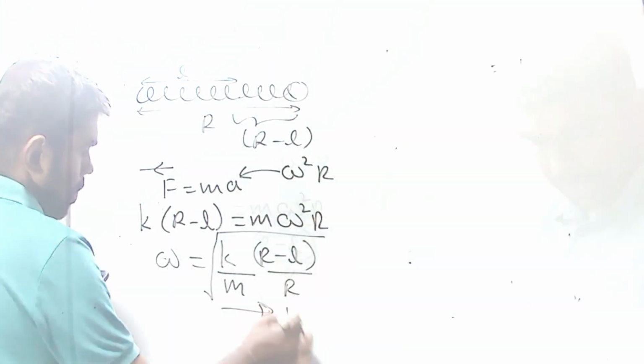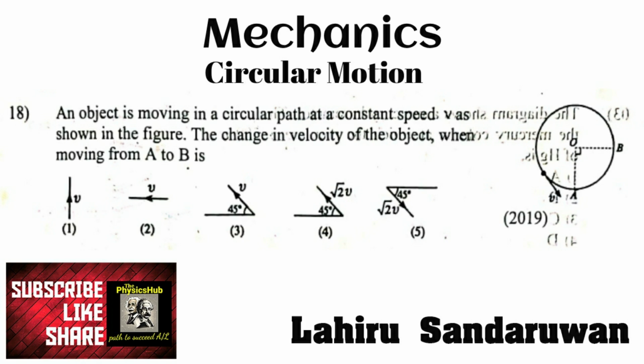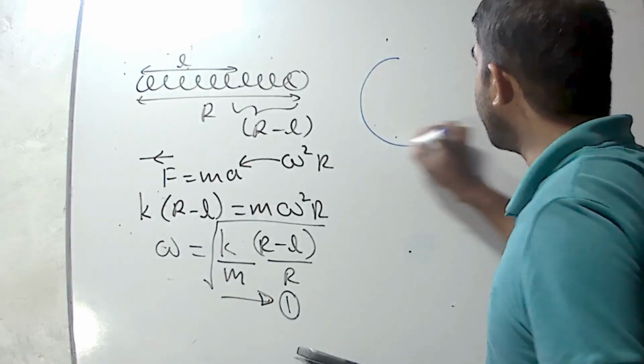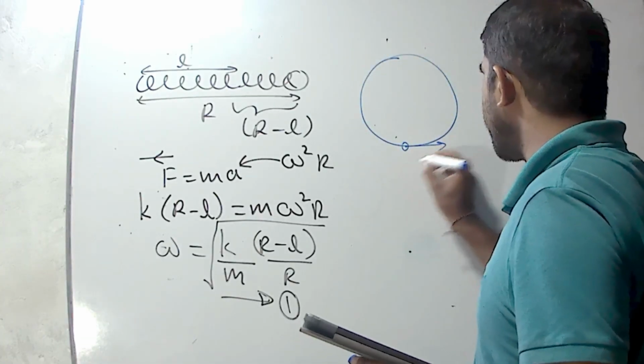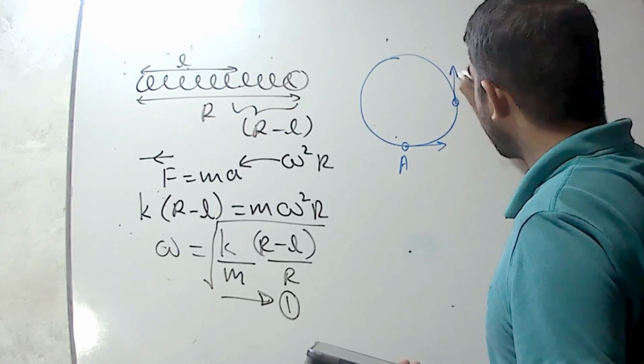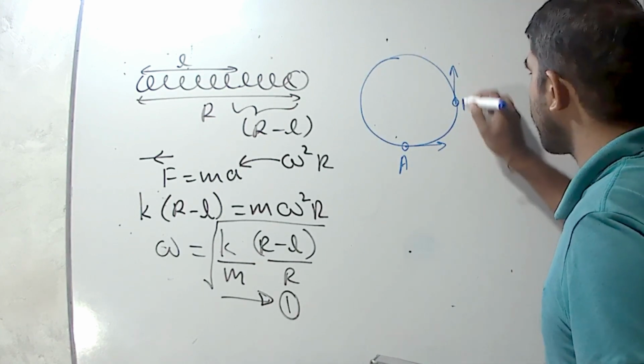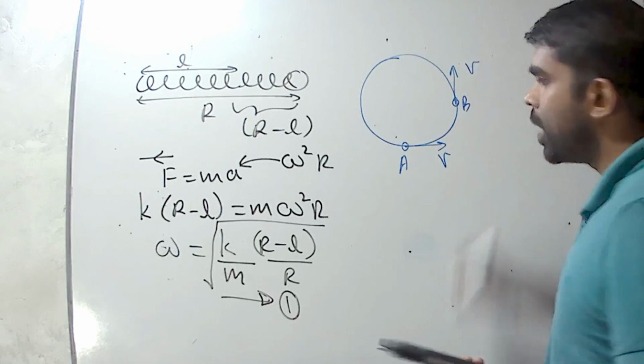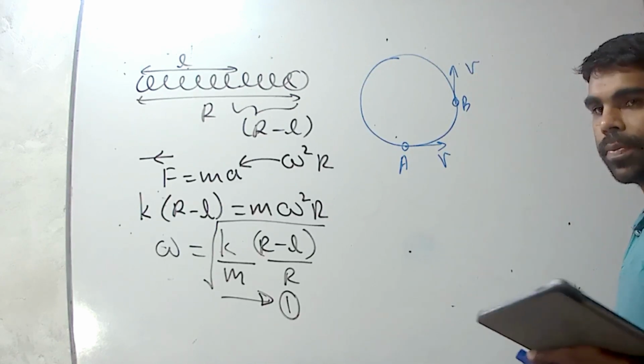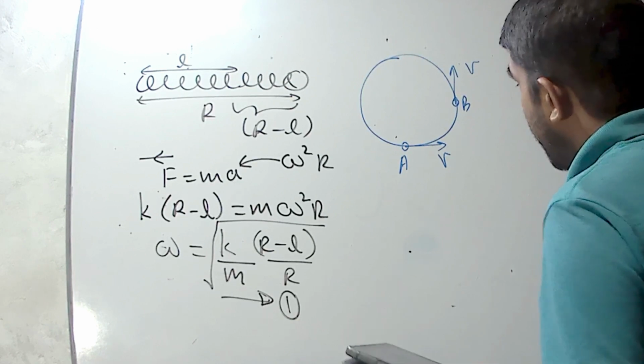Answer is 1. An object is moving in a circular path at a constant speed v as shown in the figure. The change in velocity of the object when moving from A to B. A to B means this position to this position. Change of velocity: the magnitude is the same, it is not changing. There is only a direction change.